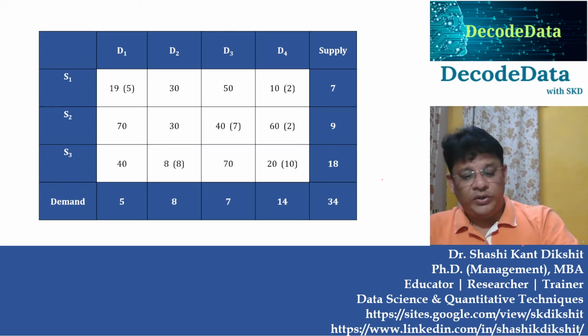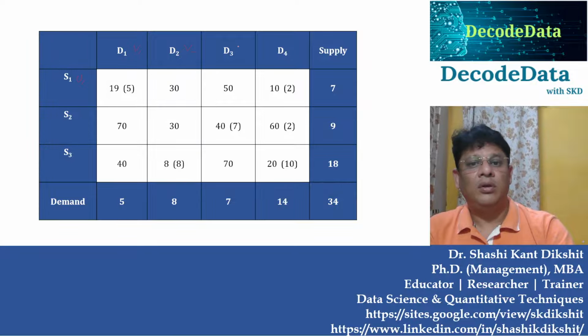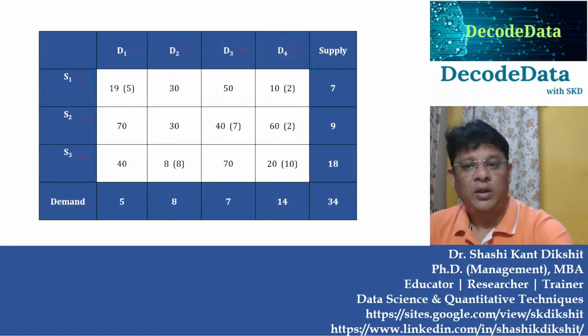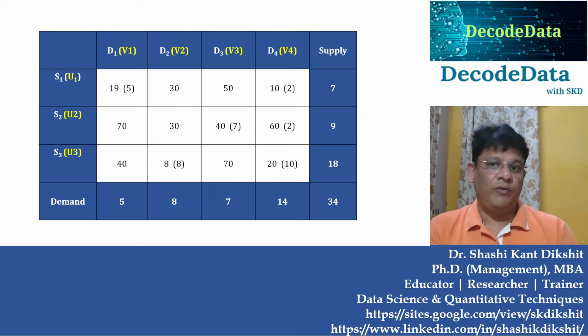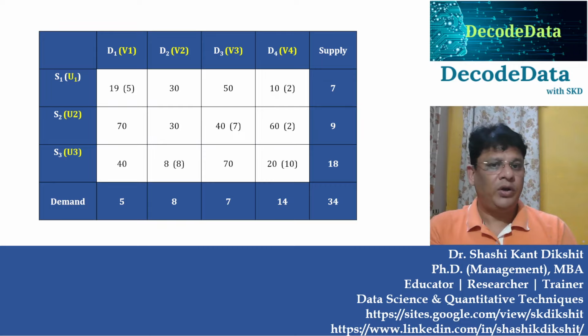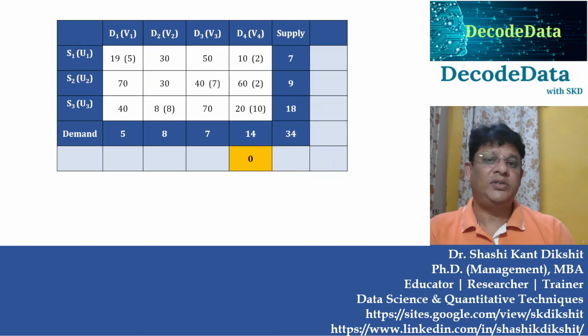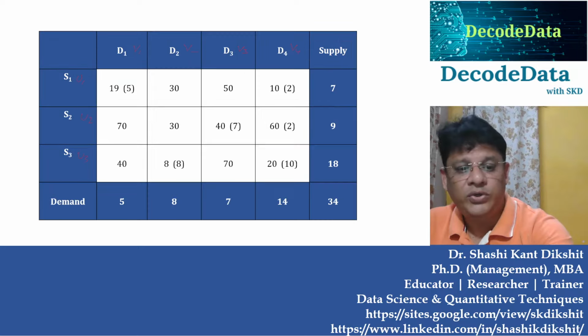Now to check whether this solution is optimum or not, the first step that we will do is make U and V like this: V for all the columns and U for all the rows, U1, U2, U3, V1, V2, V3, right? This is the first step. So we allocate V1, V2, V3, V4 and U1, U2, U3 depending upon the number of rows and number of columns we have. Fine.